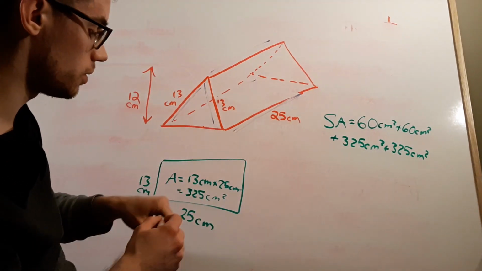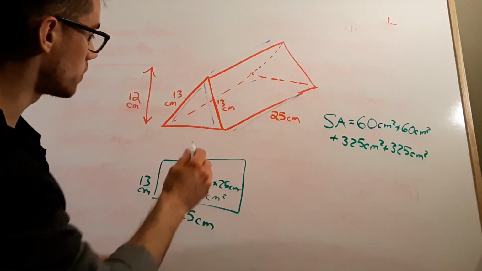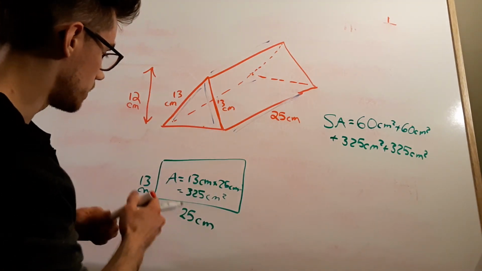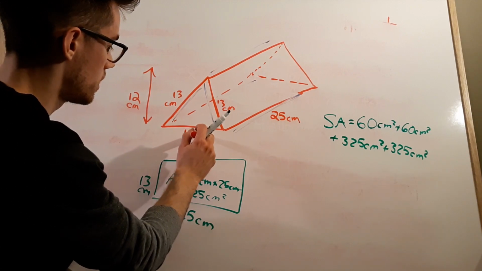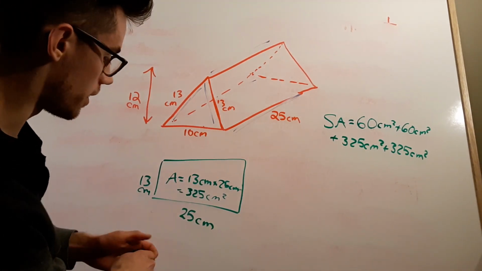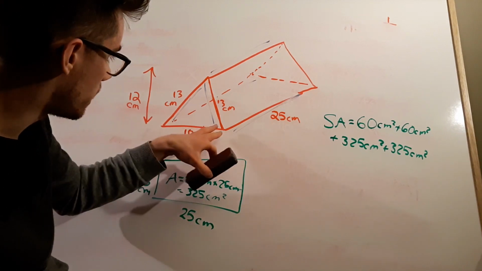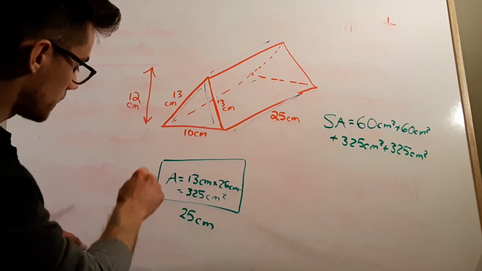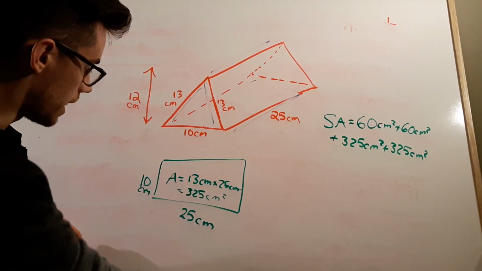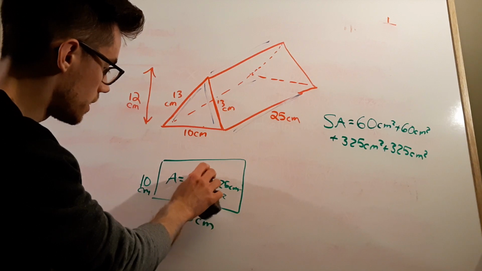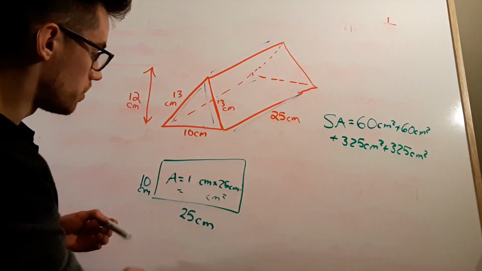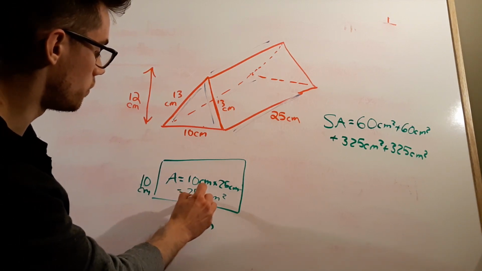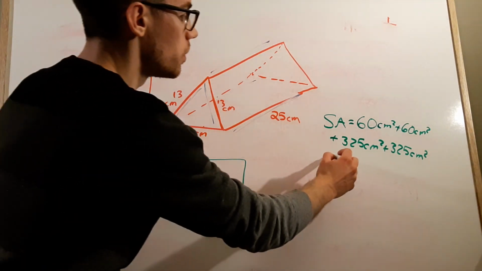So the last one we need to do is this bottom piece. I erased it, but this distance here was 10. So the bottom piece, if I use this drawing that I already have, is going to be 10 by 25. So instead of having 13 here, I'll have 10 centimeters, and this is just going to be 10 centimeters multiplied by 25 centimeters, and that's going to be 250 centimeters squared. So I'll put only one of those on there.